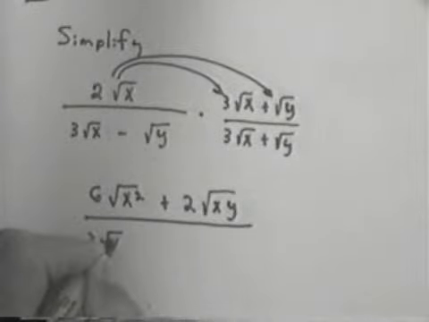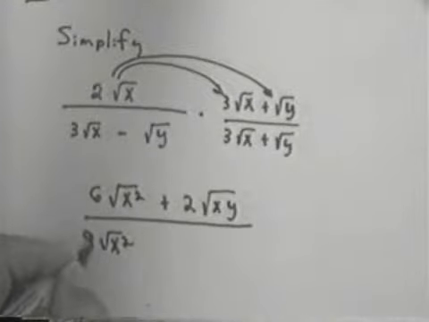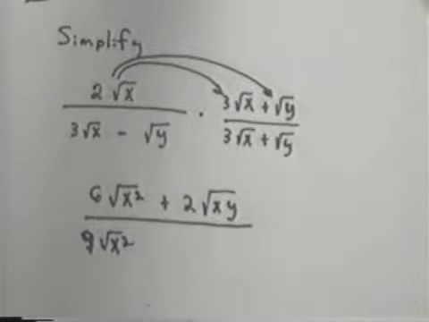3 times the square root of x squared, I'll multiply the first, so that would be 9. 3 times 3 is 9. Square root of x times square root of x is square root of x squared.